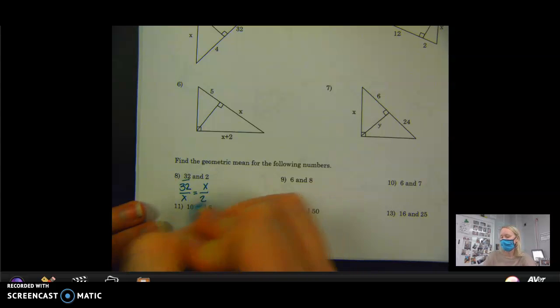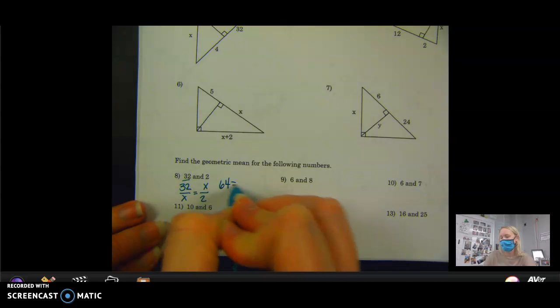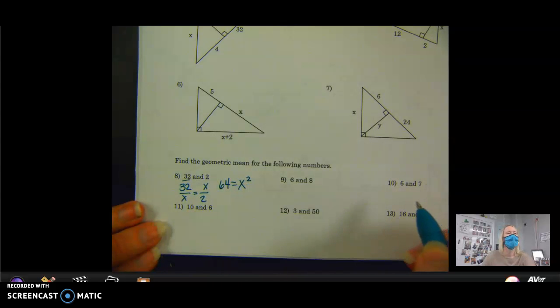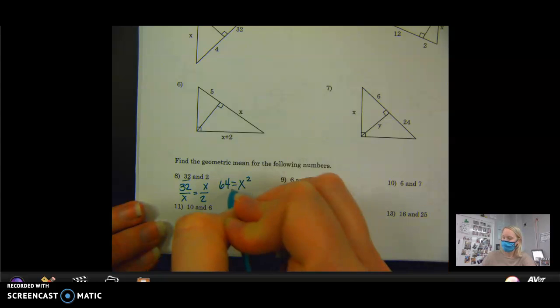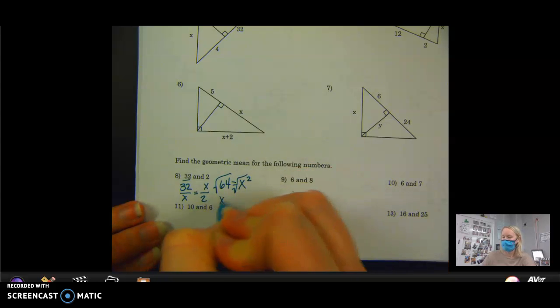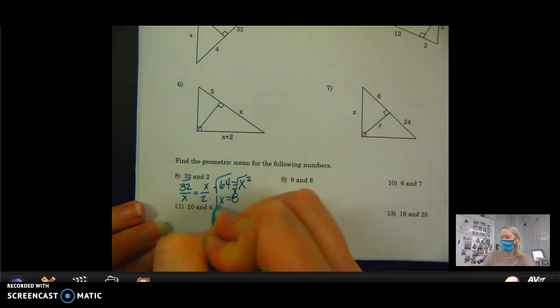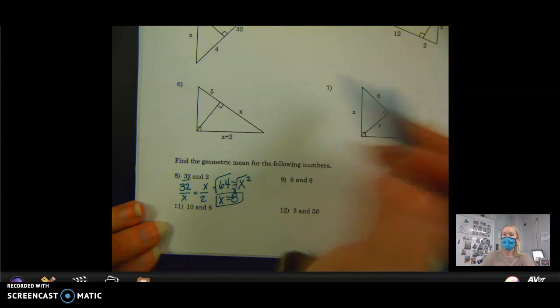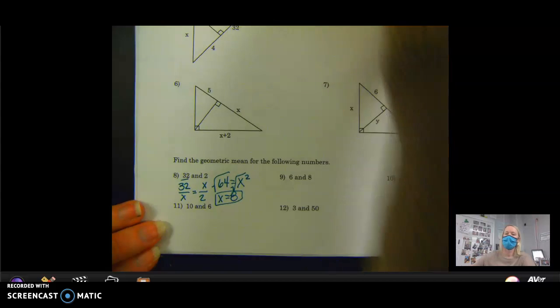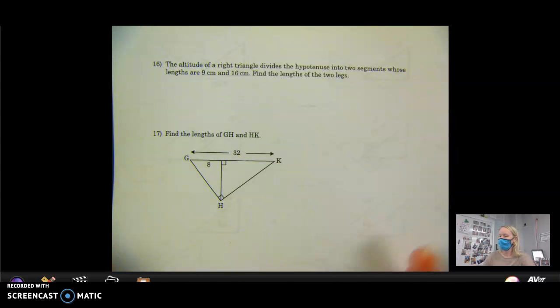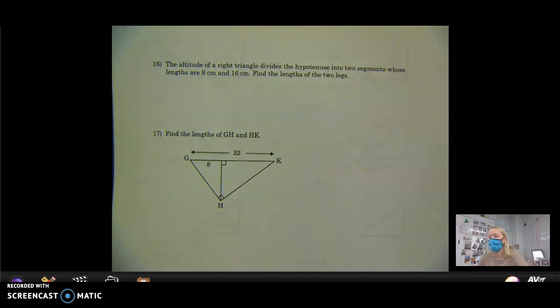So then what I would do is I would cross multiply. So I get 64 equals x squared. Then how do you get x squared down to just x? Yep. So x equals how much? 8, sorry. So that's what you're doing there. Above that, you're doing t's and checks. And then page 15 is essentially the same thing. You just have some word problems with it. Okay?